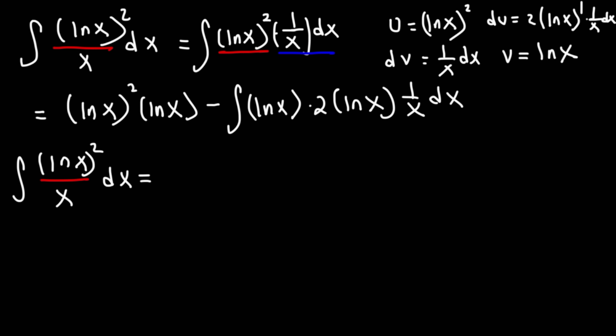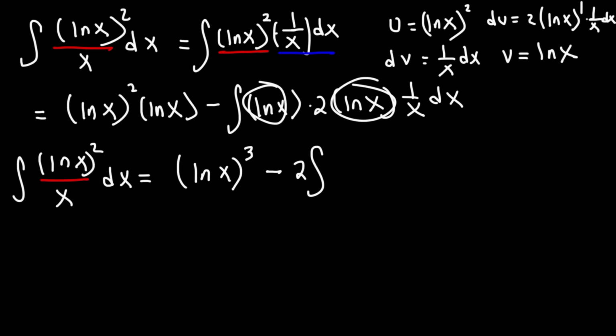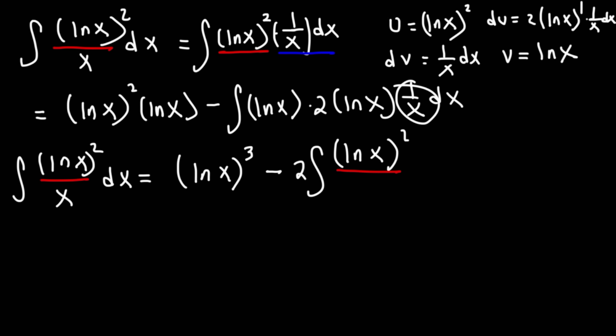That's equal to ln x squared times ln x, that's ln x raised to the third power. And this 2 I'm going to move to the front. Here we have ln x times ln x, that's ln x squared. And it's multiplied by 1 over x, which we can move to the bottom.